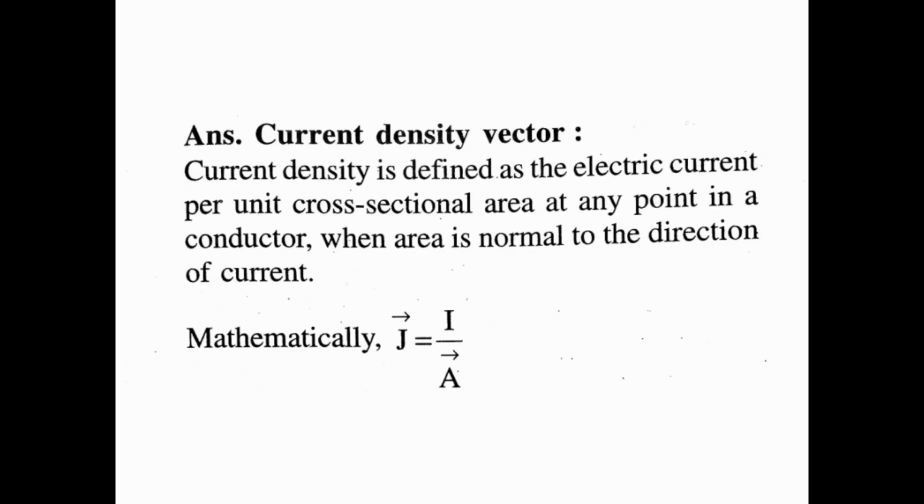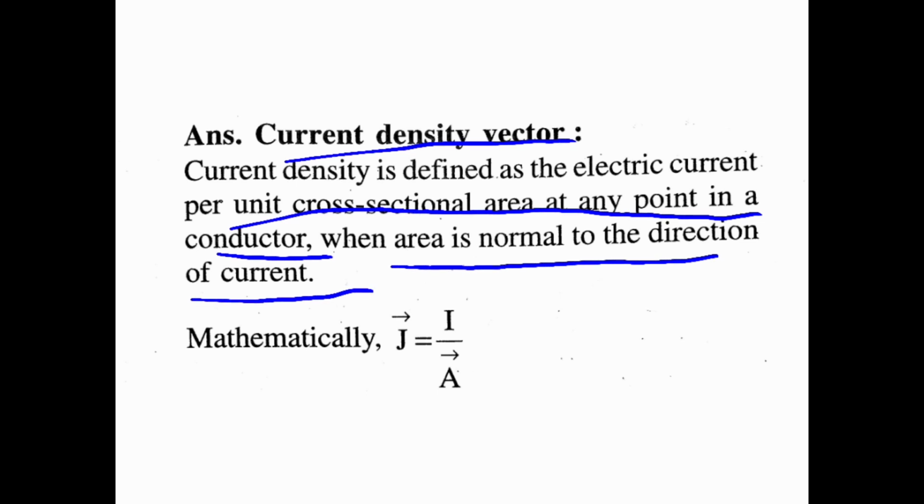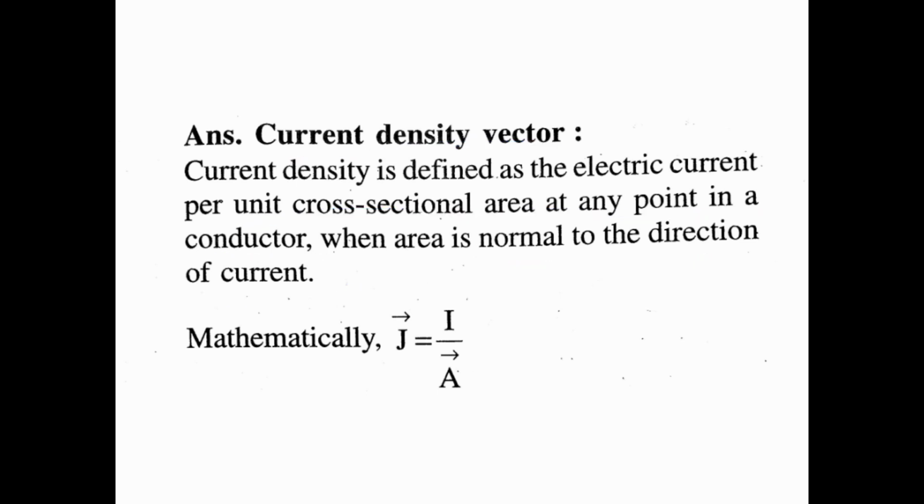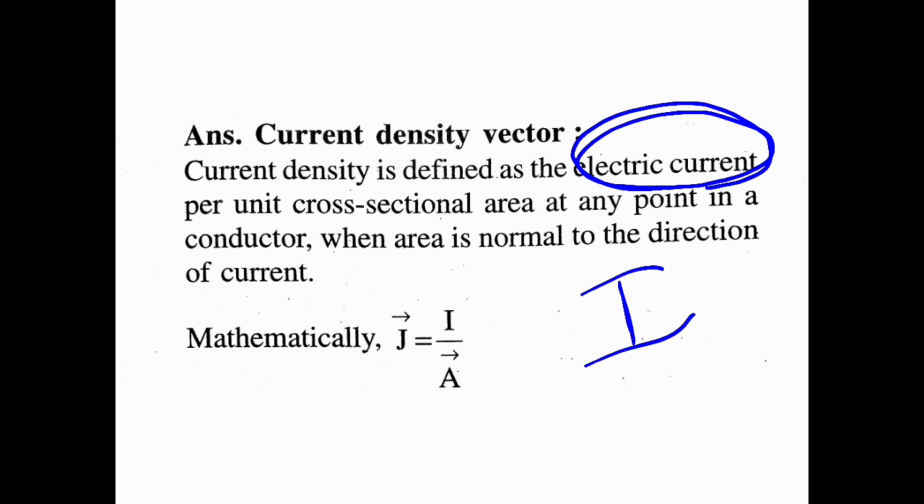So let's see the answer. First, the definition of current density vector. Current density is defined as the electric current per unit cross sectional area at any point in a conductor when the area is normal to the direction of current. See it carefully: to determine current density we have to know the value of electric current. First term is electric current, then read the next.